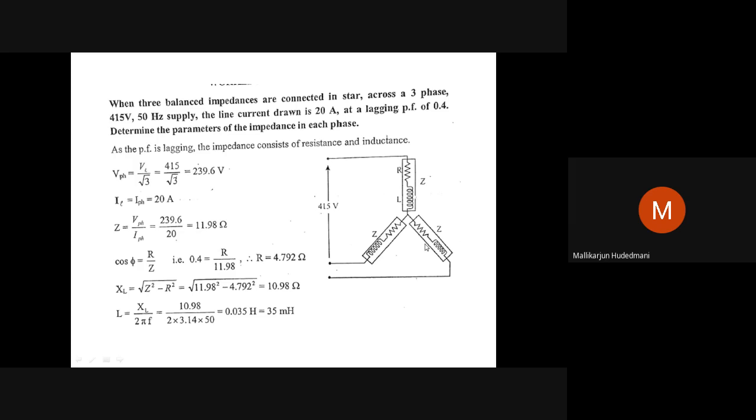Like this, we have to calculate the value. The same thing, if it had been leading, what you would have got is XC. From this ohms, XC you have to calculate. XC is what? 1 by 2 pi FC. So you need to use that equation when it is said leading. So take care of problems in that perspective.